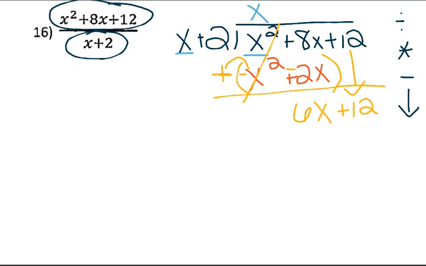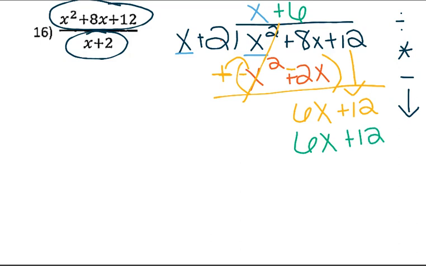Okay, I am ready to start at the top again. Now I'm ready to divide again. So x goes into 6x 6 times. So I put plus 6. Step 2, multiply. 6 times x is 6x. 6 times 2 is 12.